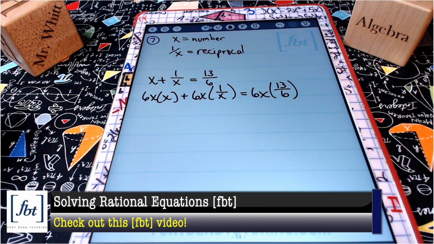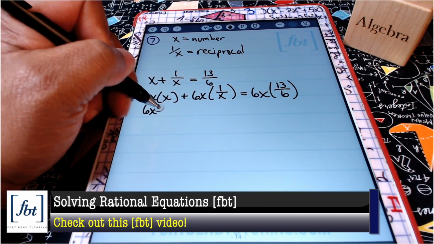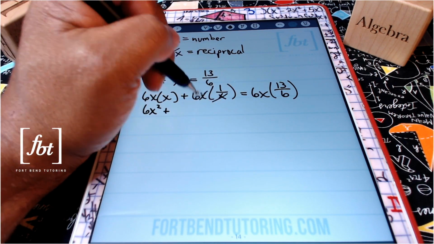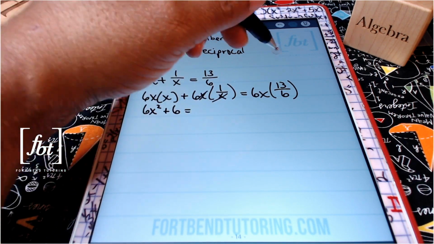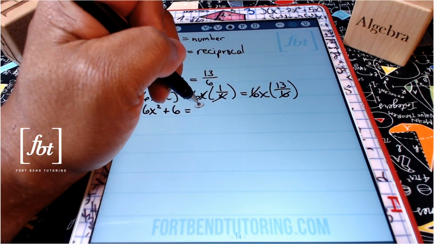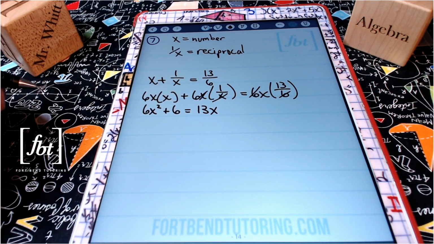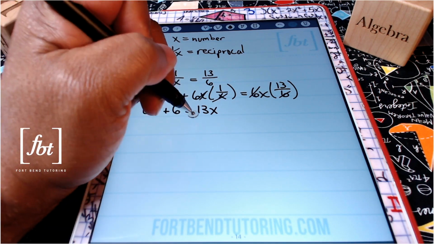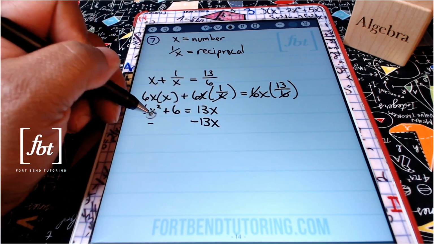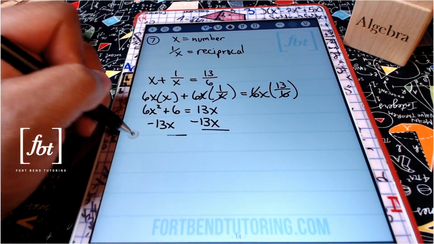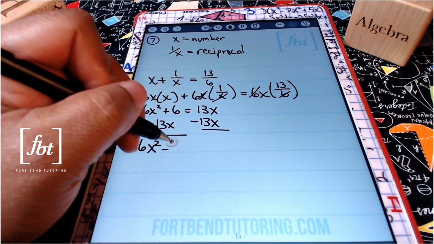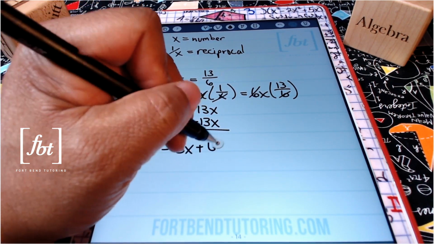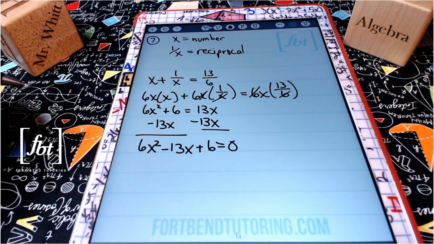And multiplying this out, you'll have 6x squared plus, here our x's will cancel out to leave you 6. Here our 6's will cancel out to leave you 13x. And now we'll be setting this equal to 0 and putting the equation in standard form. I'll be subtracting 13x from both sides of the equation. This gives us 6x squared minus 13x plus 6 equals 0, people.